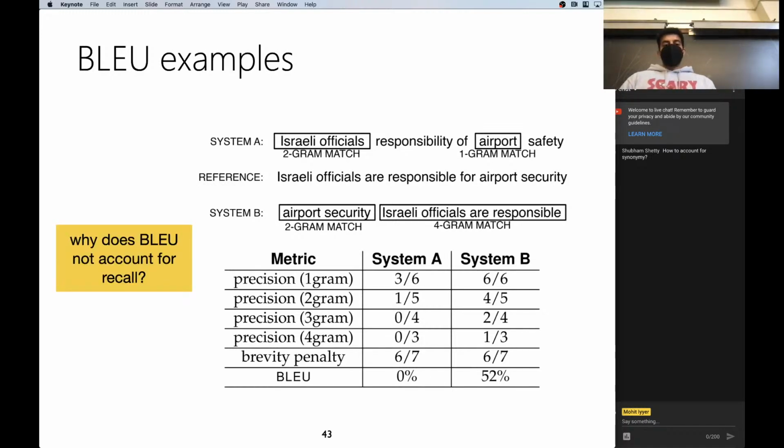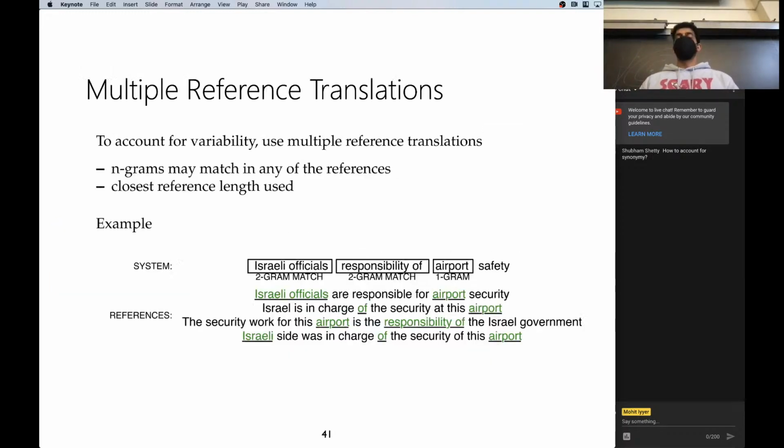All right, so that brings us to this question: why does the BLEURT not account for recall? Maybe it'll be more clear if we go to this slide. Any ideas? Yeah. We can just put the word not, and still the recall will be very high. Sorry, say that again. We can put in the sentence like Israeli officials are not responsible for it, and recall would be very high.